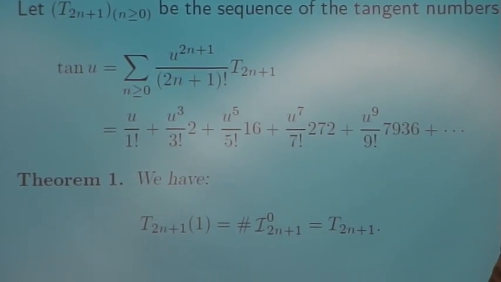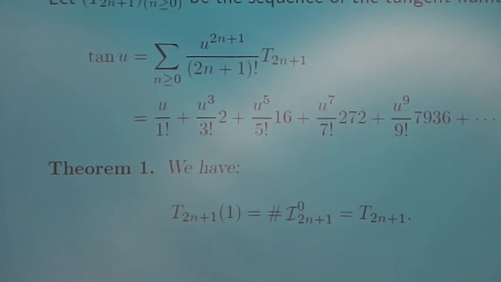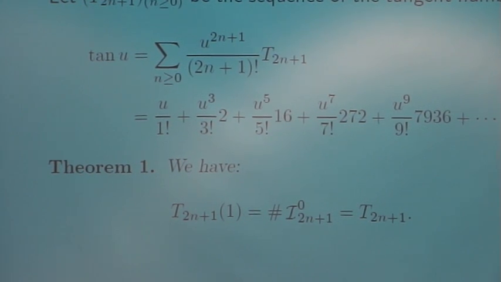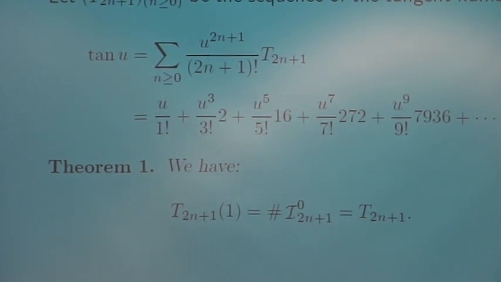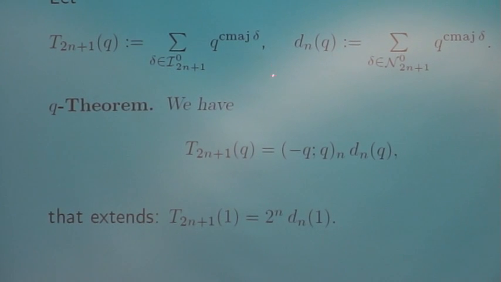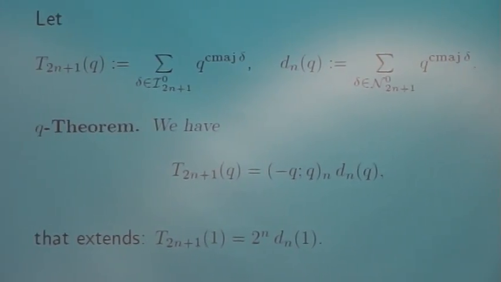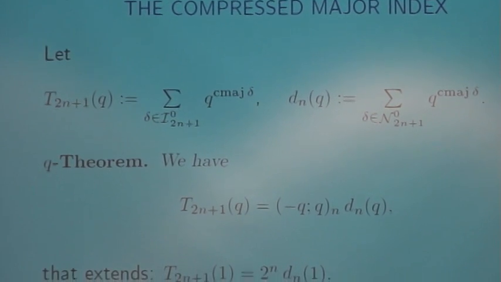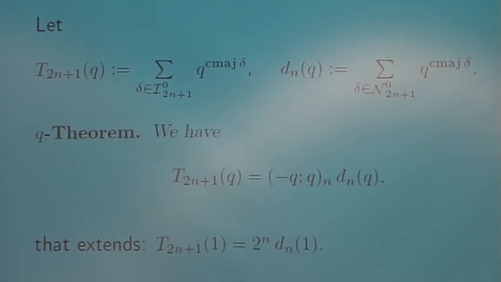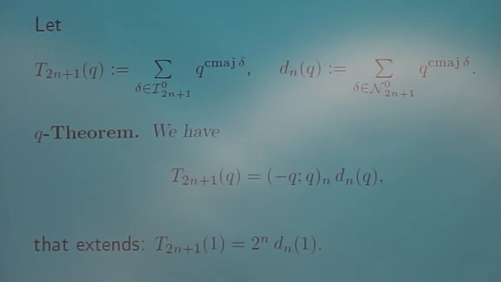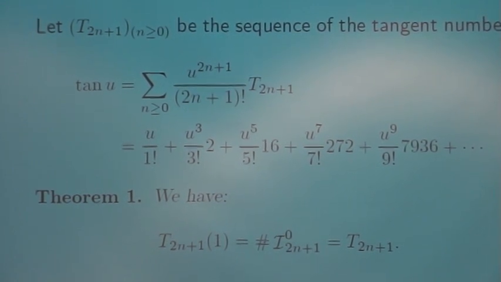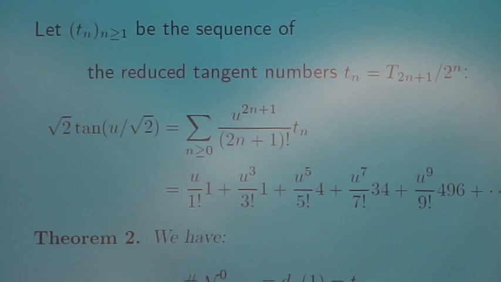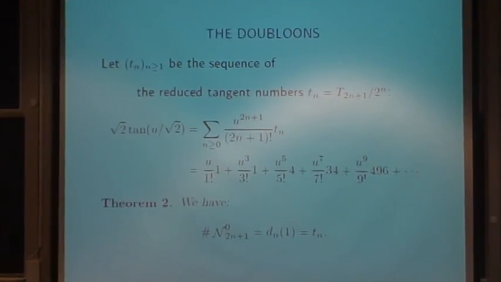We have to play a game, we have to do something. So this has to be proved in some way. In other words, remember what t 2n plus 1 was? Let me go back to here. So when you plug q equal 1 in the generating function for the doubloons by the compressed major, it's tangent. Then you see, you have the reduced coming up.